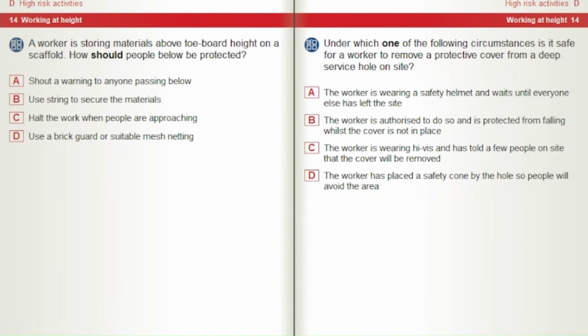Under which one of the following circumstances is it safe for a worker to remove a protective cover from a deep service hole on site? The worker is wearing a safety helmet and waits until everyone else has left the site. The worker is authorised to do so and is protected from falling whilst the cover is not in place. The worker is wearing high-vis and has told a few people on site that the cover will be removed. The worker has placed a safety cone by the hole so people will avoid the area.